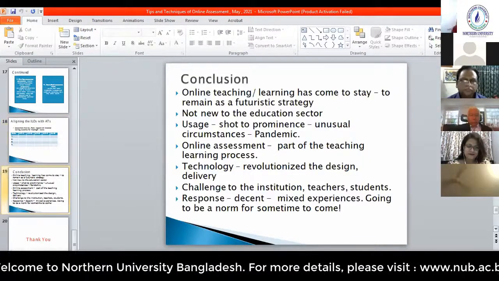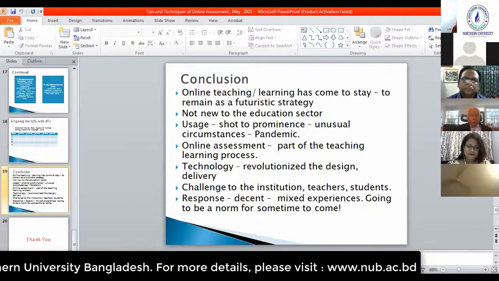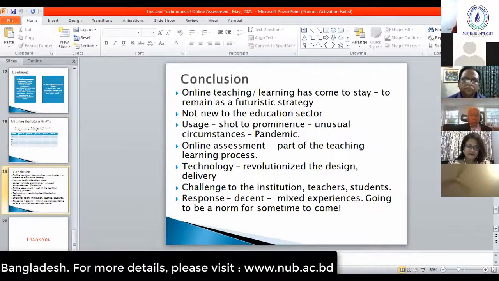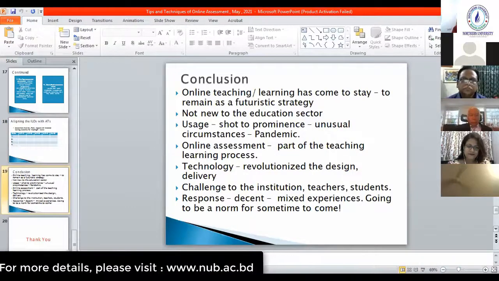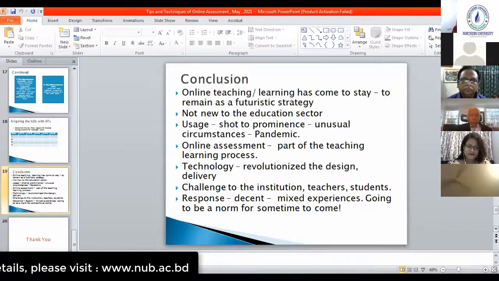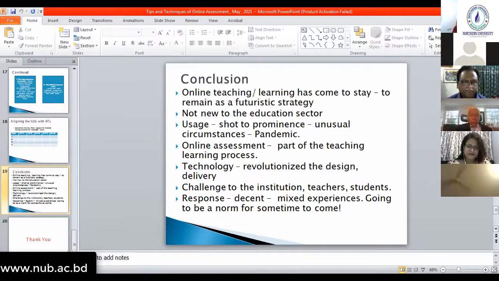Assessment must finally be aligned with intended learning outcomes for meaningful results with the assessment tasks that we have on hand. In conclusion, I would like to cap it off by saying that online teaching and learning has come to stay. It is going to stay for some more time. And we have to have a strategy as to how we would go on with online teaching and learning, and how we would strategize for the online assessment, which is extremely important. Not that this is new to the education sector.